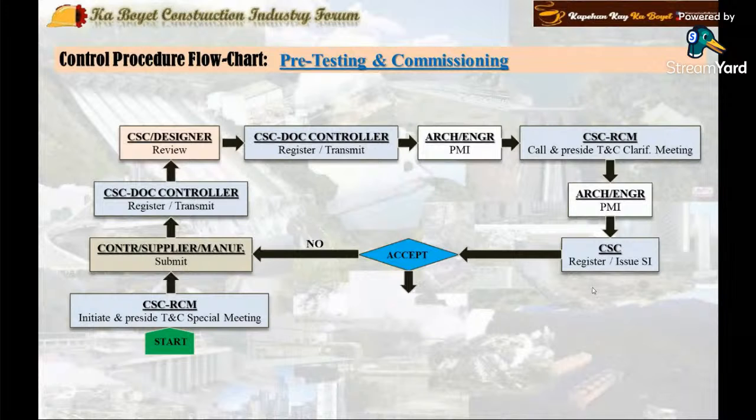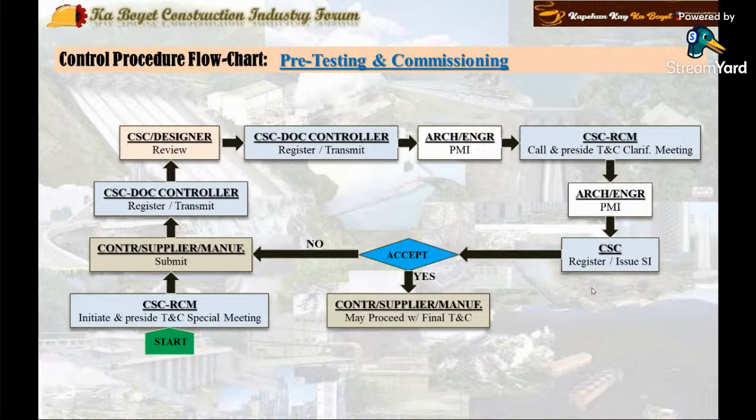On the other hand, if the proposed testing and commissioning submittal is accepted, the contractor may proceed with the necessary preparation for the project final testing and commissioning and submit a formal request letter attaching a formal inspection request for the final testing and commissioning to the project architect through the consultant. And at this point, the pre-testing and commissioning process ends.